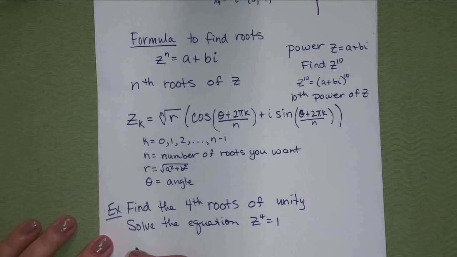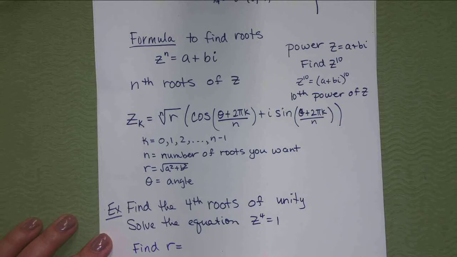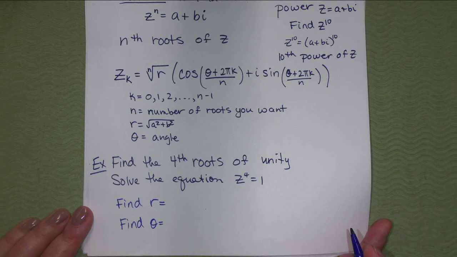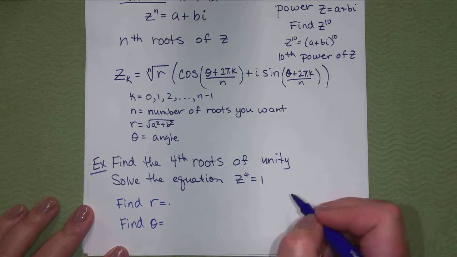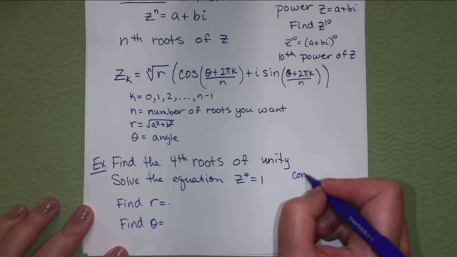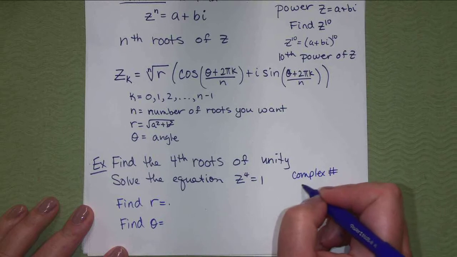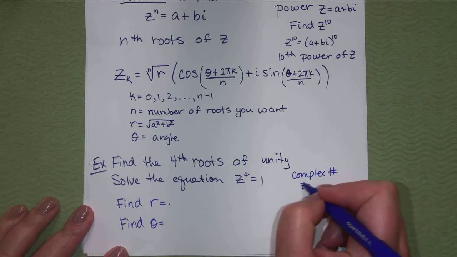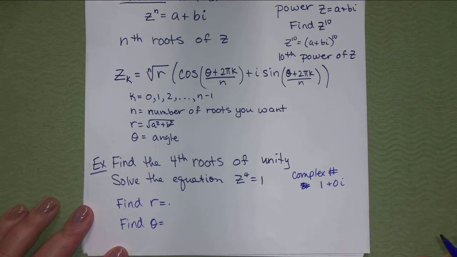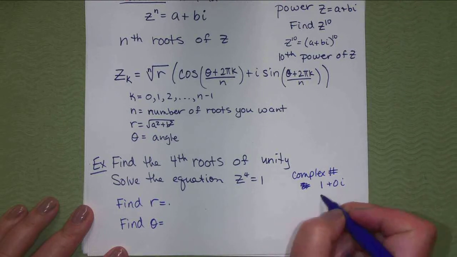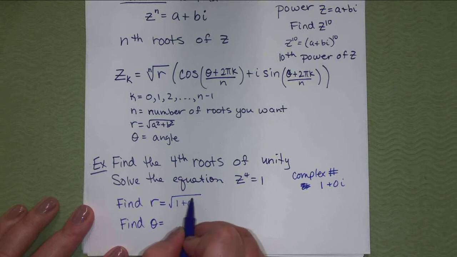So our complex number, first we need to find r and find theta. We need these two things to start. Our complex number is here, nothing to do with z to the 4th, because we're just finding the 4th roots of that. Our complex number is, well, not z, but whatever, 1 plus 0i. I didn't put z because that's not actually z. So 1 plus 0i, so 1 squared plus 0 squared, the square root of 1 is 1.